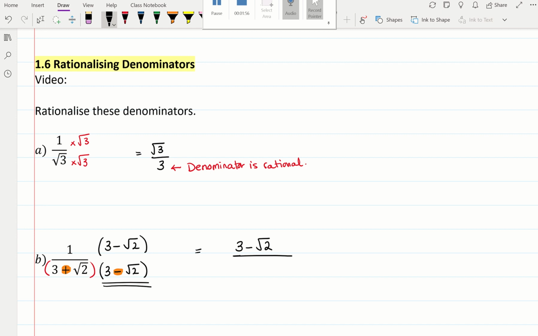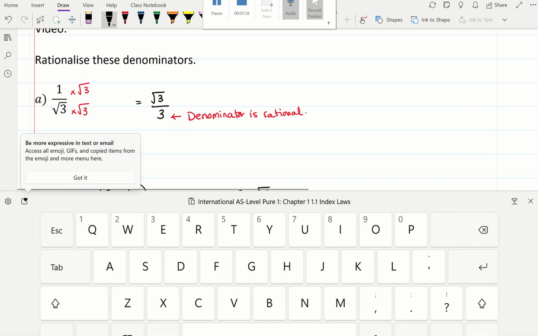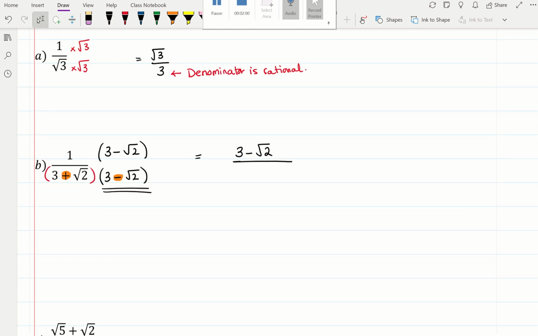Now, what happens at the bottom? Well, let's have a look. You've got 3 times 3 is 9. Plus root 2 multiplied by a negative root 2 is a negative 2. And then look at what happens here. That's a positive 3 root 2. And that multiplication is a negative 3 root 2. So they cancel out. In fact, I wouldn't even bother doing that.